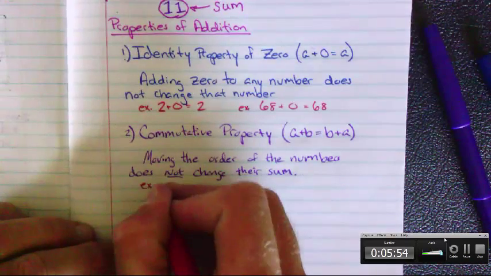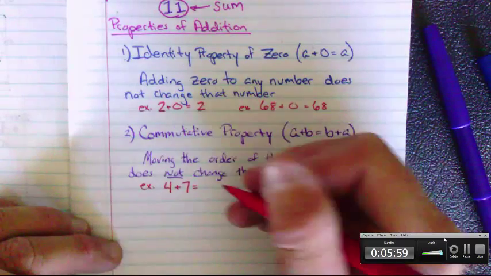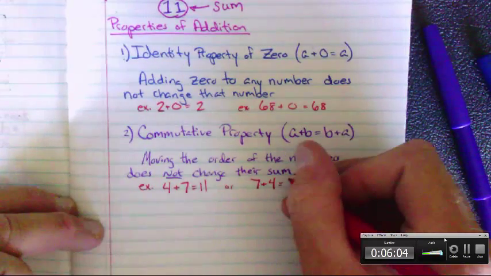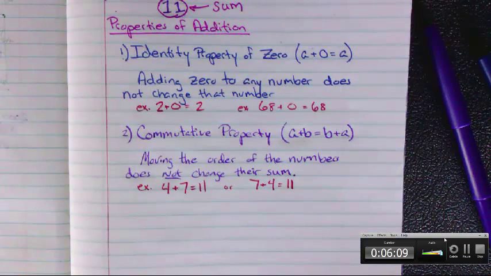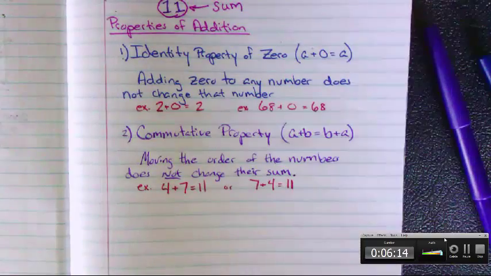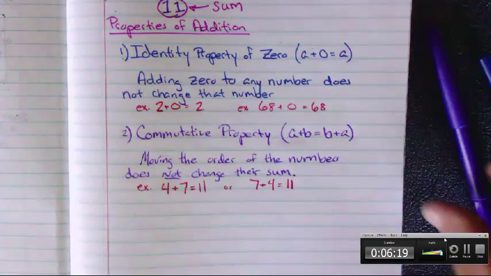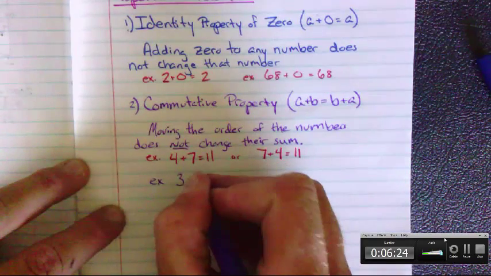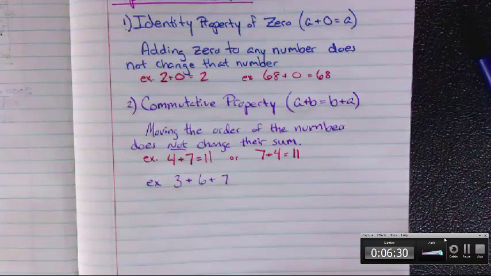So for an example, below this, if I said what's 4 plus 7, what's the answer? 11. Or if I said 7 plus 4, what's the answer? 11. Changing the numbers around, changing their order, does not change the result of their sum. That's what the commutative property says. That allows us, if I was to give you a long series of numbers, here's an example where we could use this: 3 plus 6 plus 7.